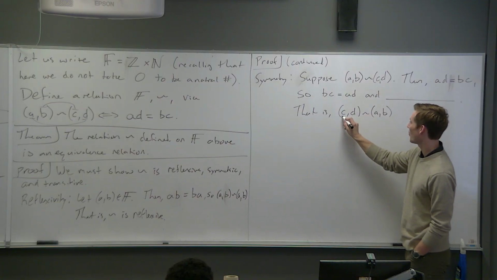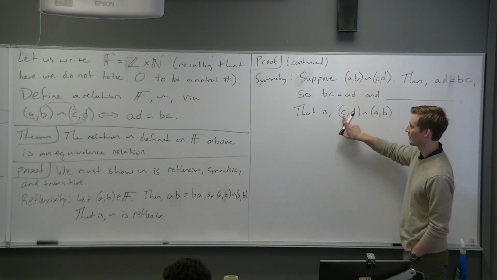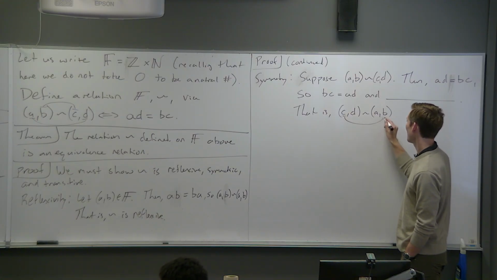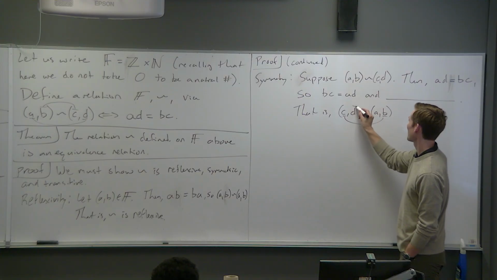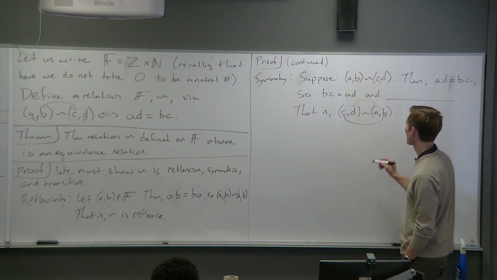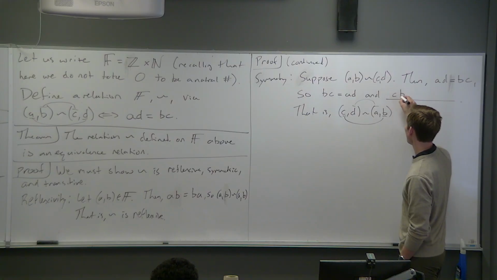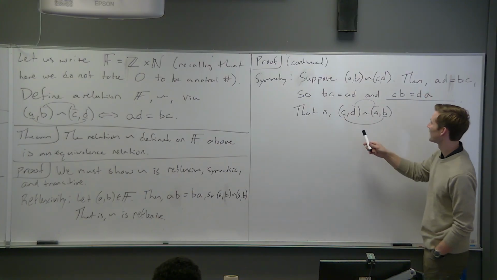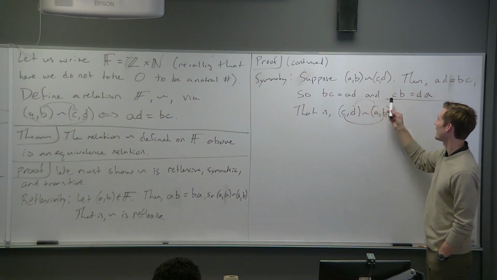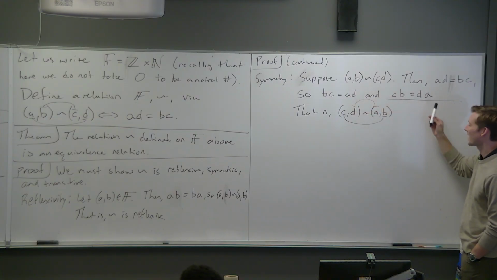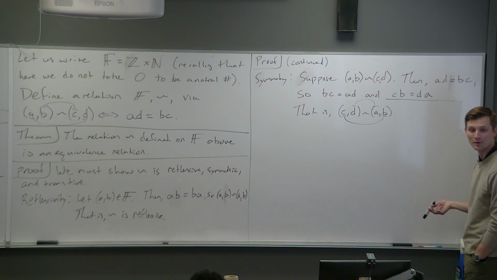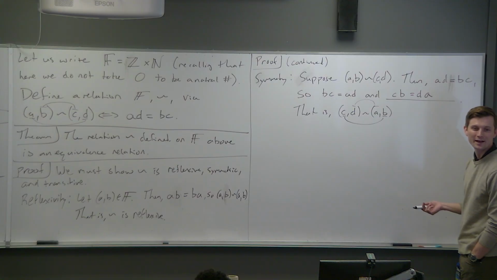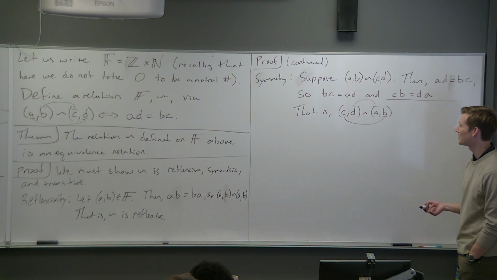So if we want to look at what the statement is here, we take this one and that one and this one and that one, yeah? So we need CB equals DA. So BC is AD, and because of that, CB is DA. That just comes from the fact that you can do multiplication on integers in whatever order you want. Yeah? Bada boom.